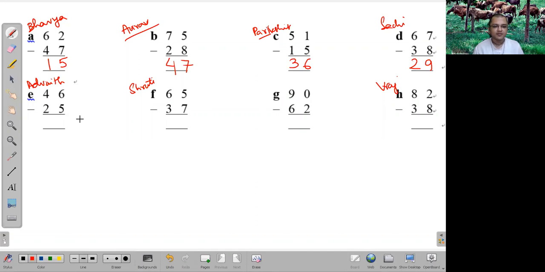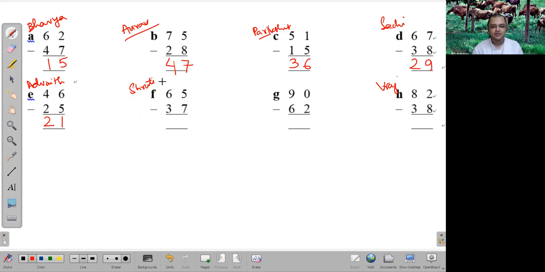Next one, Advait. Prabhuji, when I added 1 to 5, I got 6. So 1 down, and then when I added 2 to 2, it became 4. So answer is 21. Simple. Very simple.